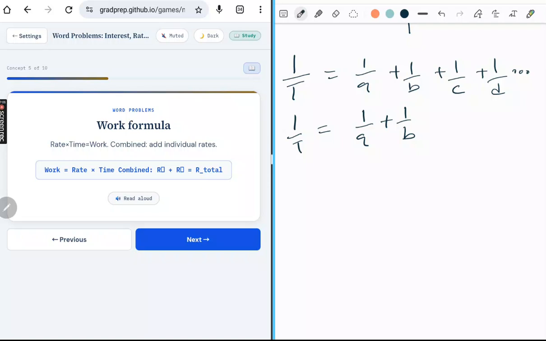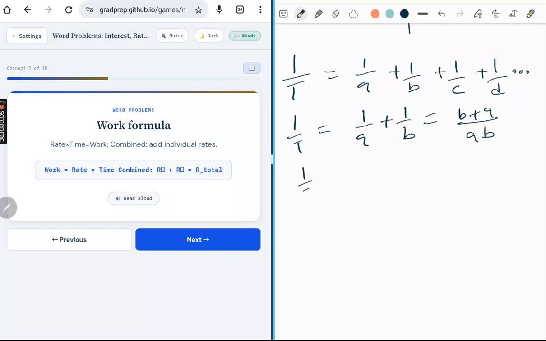If you have 1 over T equals 1 over A plus 1 over B, remember, in this same formula sheet, on the first formula sheet when we were discussing fractions. So this type of fraction, what do you do? A times B: A, B times 1 is B, plus A.